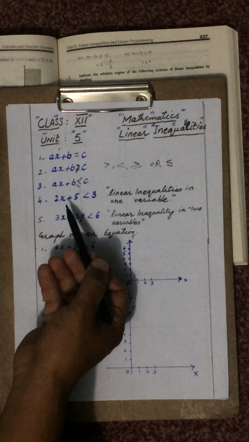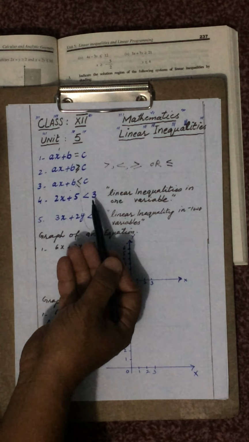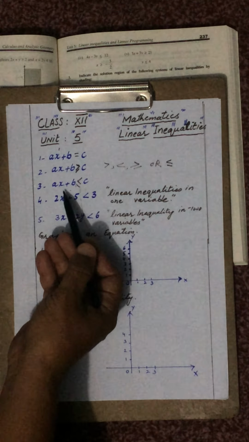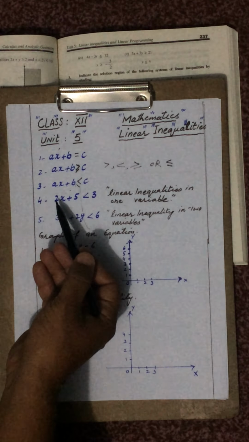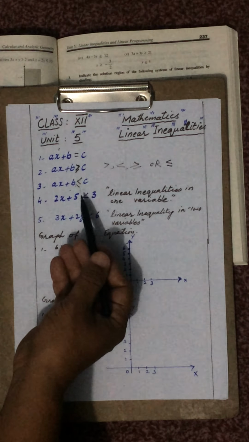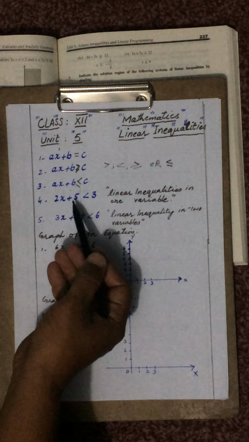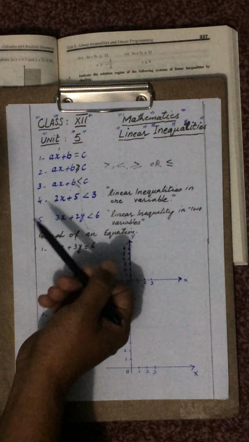There is another linear inequality, 2x plus 5 is less than 3. So here the highest power of the variable is 1. This is linear, and there is a less than sign. So this is a linear inequality in one variable.